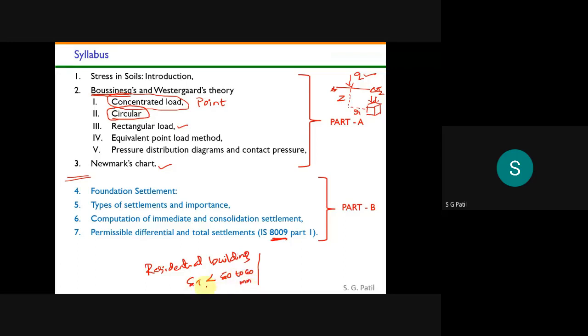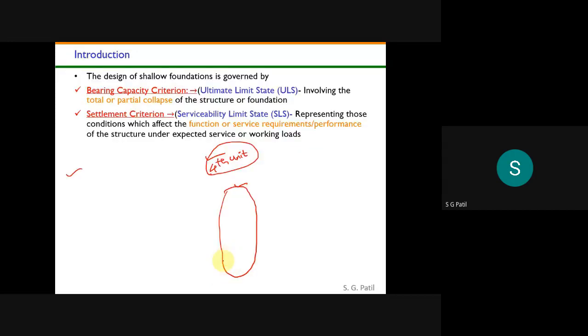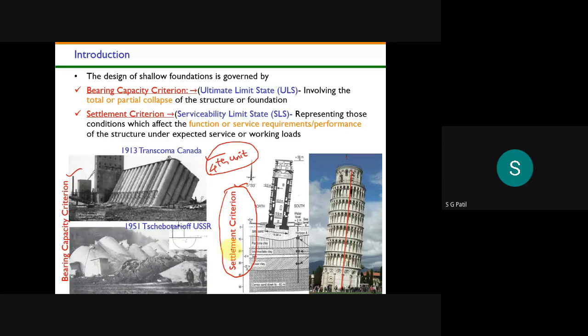If your structure settles beyond this, then you are failing to satisfy the settlement criteria. So always make sure that your structure does not settle more than 50 to 60 mm. Again, this 50 to 60 mm depends on the different types of structures and foundations. If you have a raft foundation, again some other number will be there. Those things we will see in coming classes: the permissible limit for different types of foundations and structures.